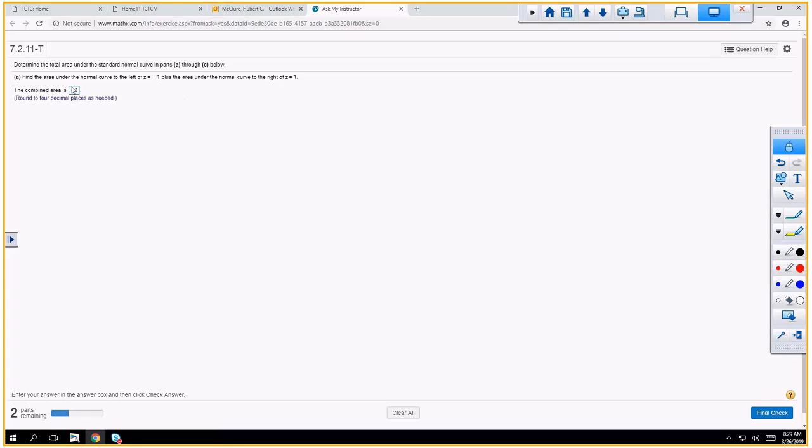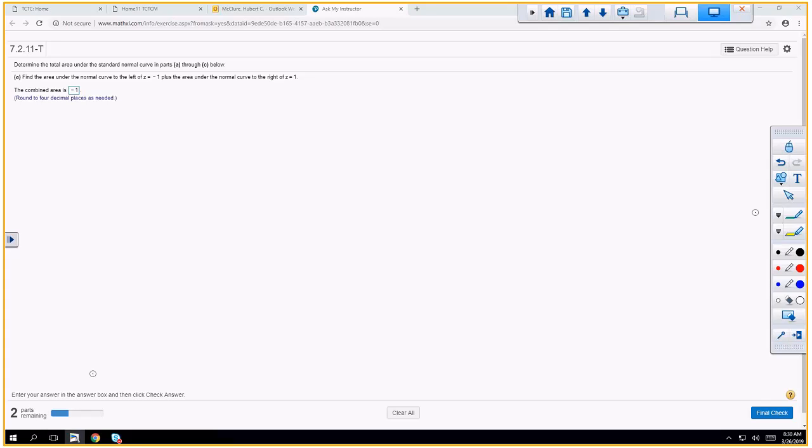Okay, it says find the area under the curve to the left where z is equal to -1 plus the area under the curve to the right of z is equal to 1. So you can do this 2 different ways. I'm going to do it on the calculator. We're going to draw a picture. It says to the left of -1 and to the right of what?